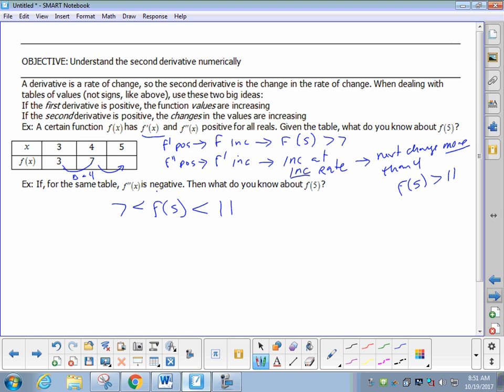Now you can see that in a multiple choice, they might say, which of these is a possible value for f at 5? And they will give you 6 and 8 and 13 and 15. And you just understand, well, it's got to be here and here. You can rule out choices, a couple choices with the first derivative, and get it down to the final choice with the second. You with me?